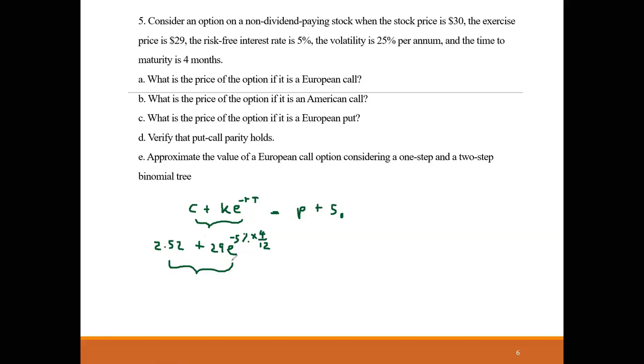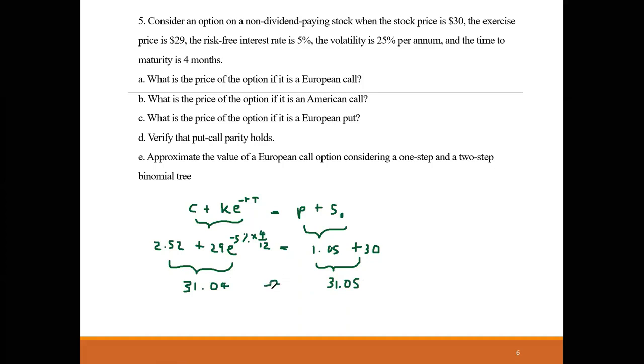So based on these values, you will get 31.04. On the other hand, if you take the value of P, we took 1.05 and S0 was 30, the stock price is 30. So you have 31.05. Though the answers are slightly different, it's because of rounding off errors.